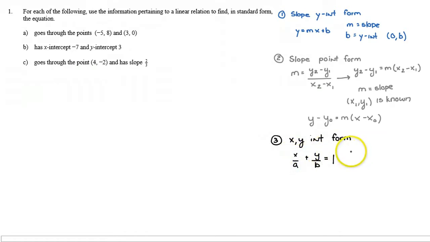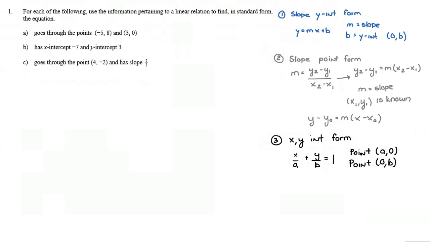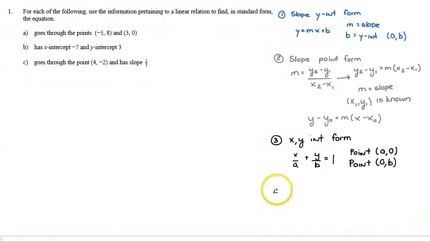So what we know is that we have the point a comma 0, which is the x-intercept, and we have the point 0 comma b. So if you're given the x and y-intercept, this form is very useful. The last form, and this is the form that we want to leave each example in, is called standard form.